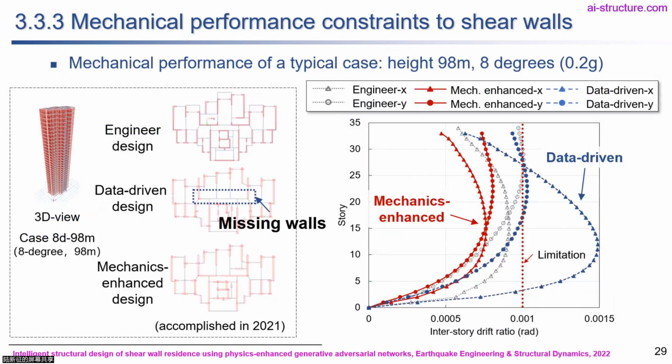So if we don't embed the mechanics inside, the AI generated result has less shear wall in the x direction. But when we embed the mechanics in the AI, it can generate shear walls more similar to the engineer design. And at the same time, we can clearly see that with this mechanics enhancement, the AI generated result can satisfy the inter-story drift limitation, while the data-driven design cannot satisfy that.